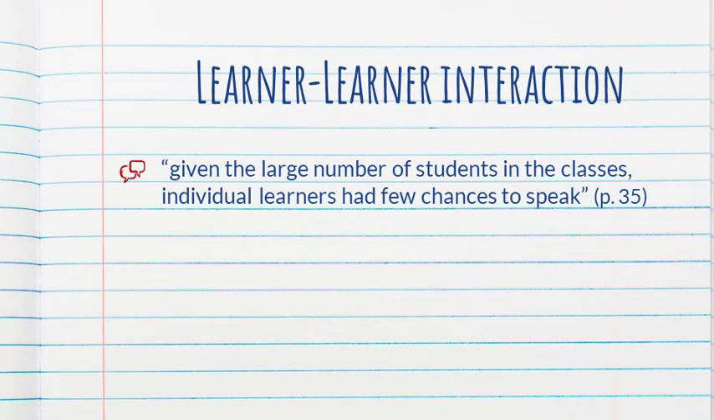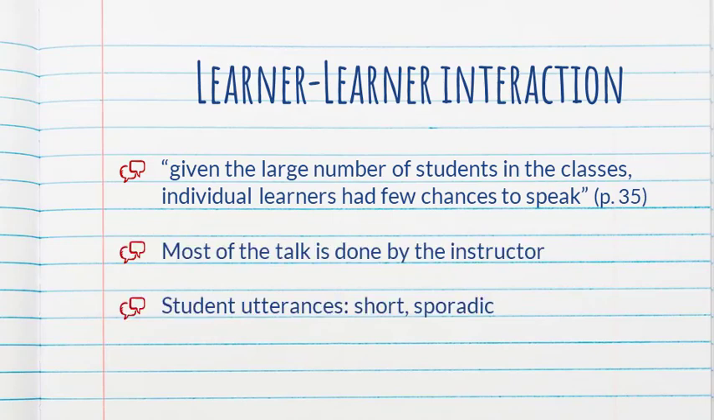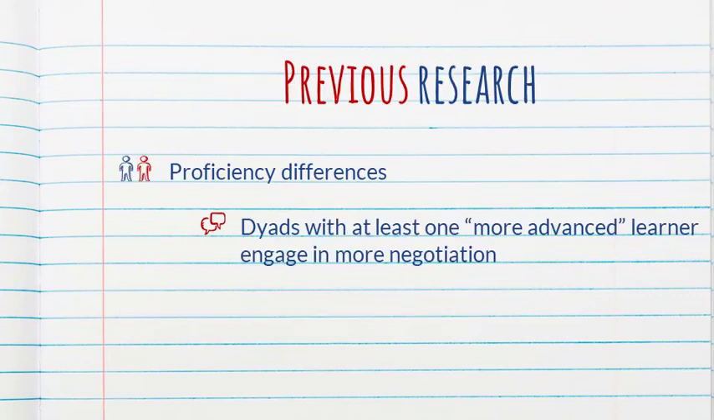Something else we can probably relate to is this description of the instructional context that the authors provide. And I quote, "Given the large number of students in the classes, individual learners had few chances to speak." That's what I see in a lot of classrooms, including my own. Most of the talk is done by the instructor, which is not always a bad thing, but it is true that relying mainly or exclusively on whole class interaction results in learners having limited opportunities to produce more than sporadic, short statements.